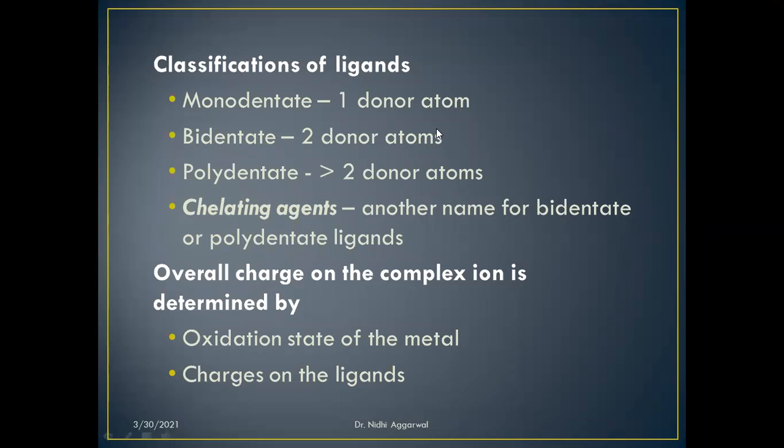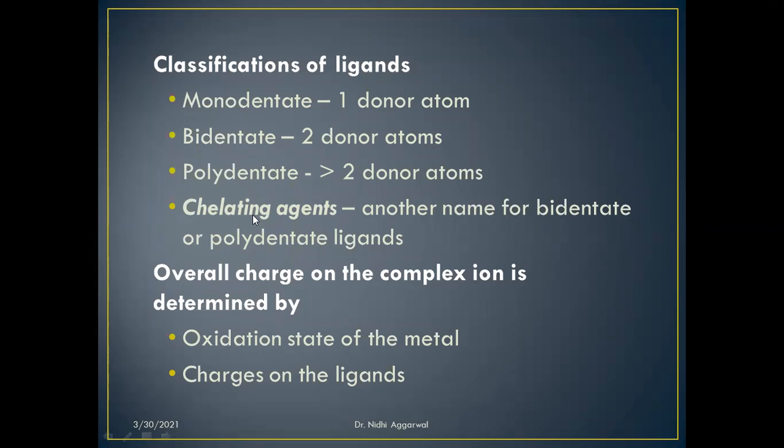This classification I have already explained, but I will explain it again. First one is the monodentate, which has one donor atom. Bidentate has two donor atoms. Polydentate means they have more than two donor atoms.